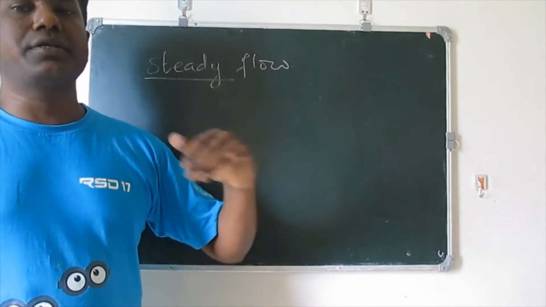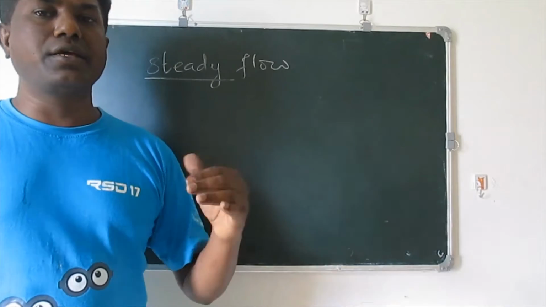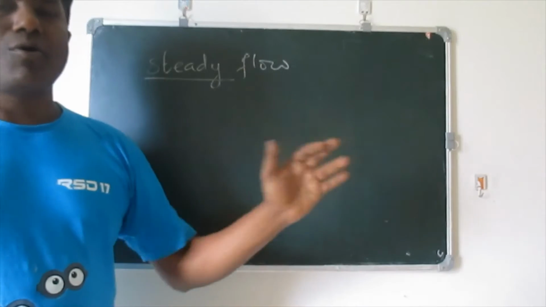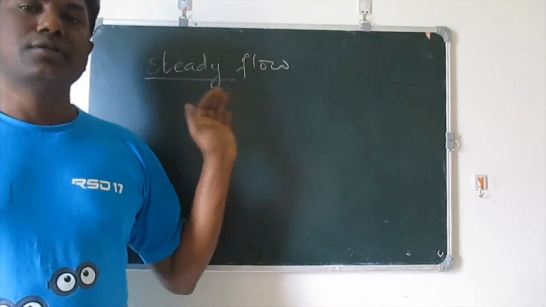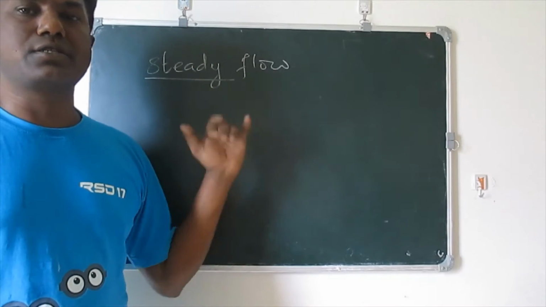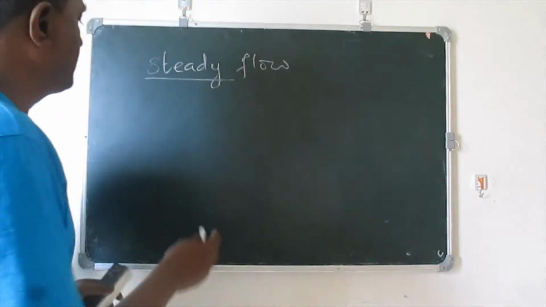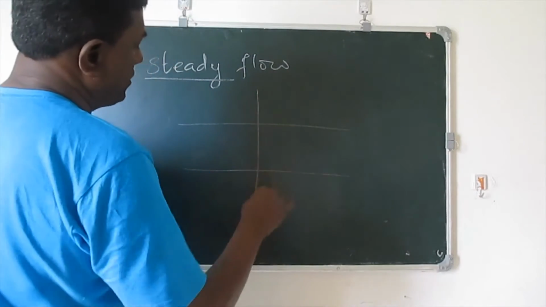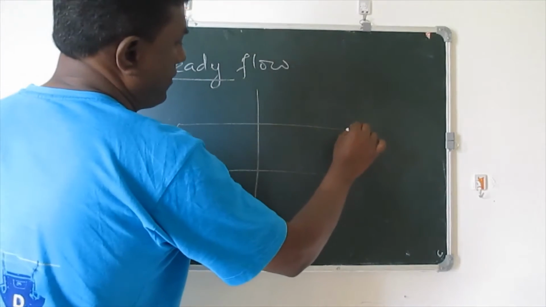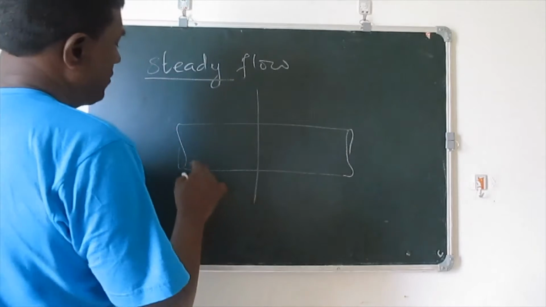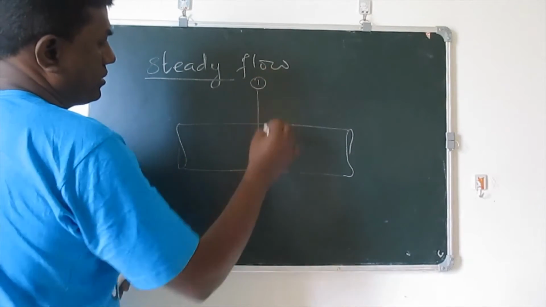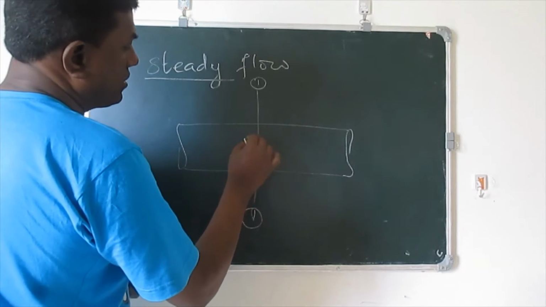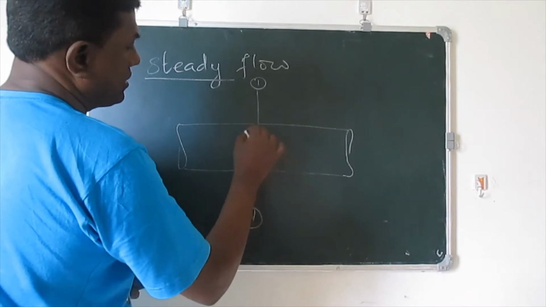Steady means it always remains constant. Whether it is 1 second, 2 seconds, 10 seconds or 100 seconds, for the different time intervals the flow characteristics or fluid parameters are not changing with respect to time. If you take this pipeline, and let us say this is a section, at this section we are monitoring the changes of the flow.